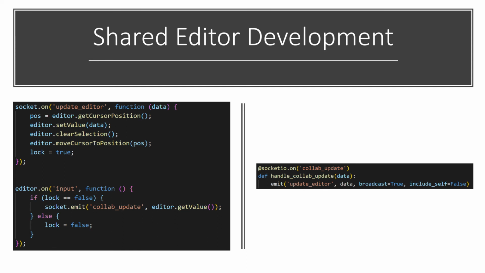Now if you look at the right, the very top line, this is Python naturally, it is waiting for a message to come in with the header collab update. When this is sent in, it takes the data and broadcasts it to the other users, excluding the user that sent it. And then if we go back to the left code, when socket.on update editor, update editor is being emitted from the server, when that comes in, we update the editor with the code that has been sent.